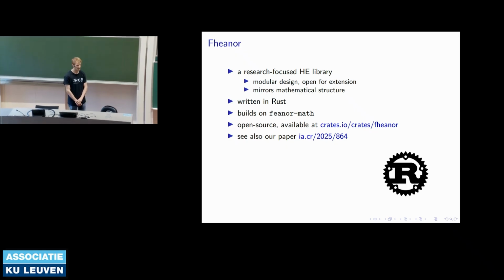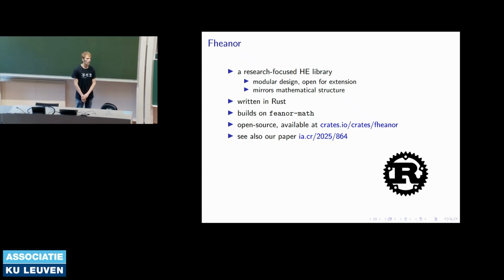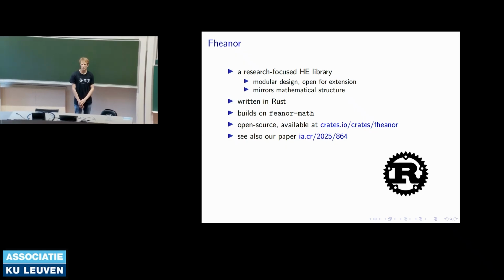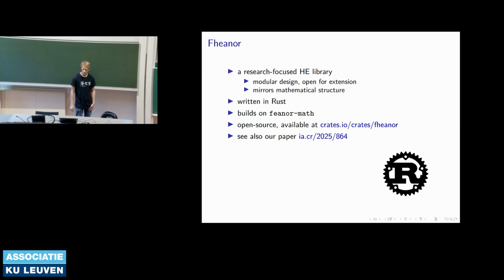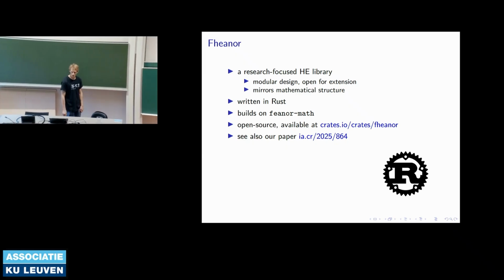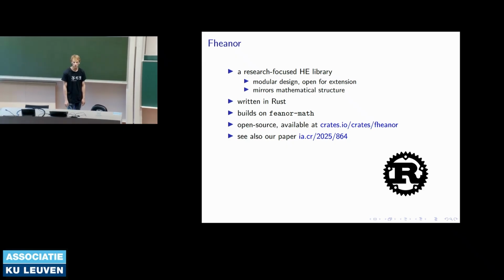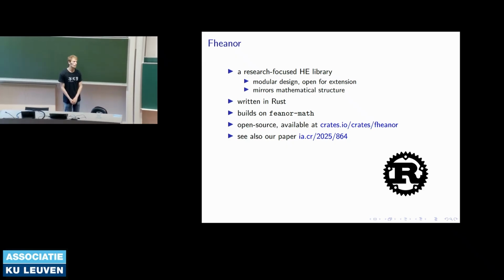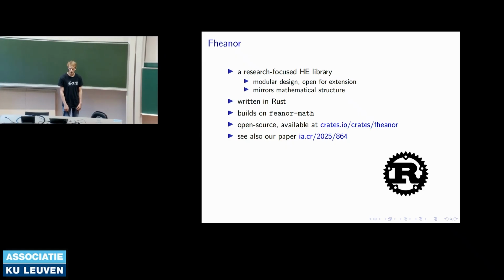Fheanor is written in Rust, and it builds on the feanor-math library, which is just a library for computational number theory. It's open source. Like most Rust libraries, you can just pull it from crates.io. We also put a paper on ePrint, which gives a little bit of an introduction to the library.